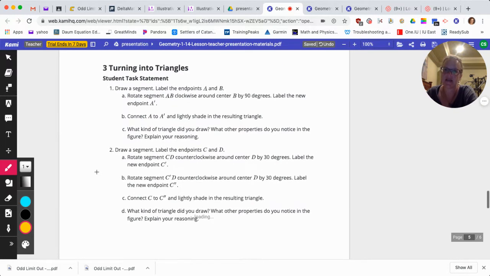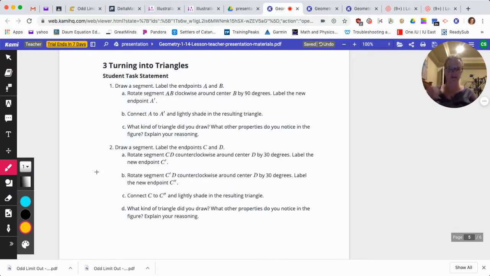And then the last thing is turning into triangles. So we're going to practice this a little bit with our GeoGebra. The goal here is to practice applying the definition of rotation. In this activity, we're going to rotate a segment around its endpoint to create an isosceles triangle. So by rotating a segment around one endpoint, we can observe that the distance between the center of rotation and a point is the same as the distance between the center of rotation and the image of the point.